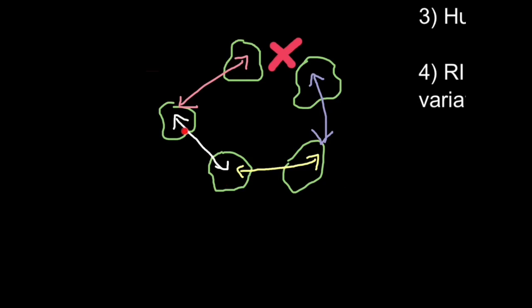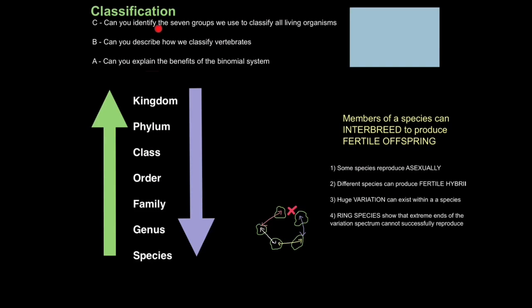Still, they're quite genetically similar at this point, so neighbouring species can reproduce. But as they keep spreading out from the origin, each population incurs so much genetic change that the extremes at the end cannot reproduce with each other because they're too genetically different. And that is how you can identify the 7 groups we use to classify all living organisms.